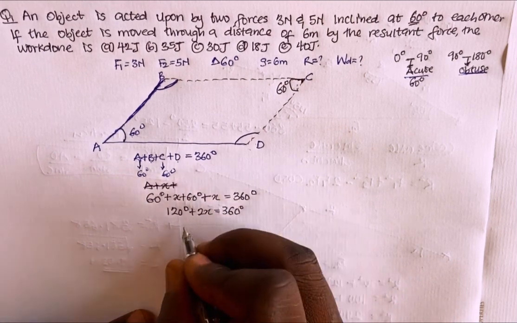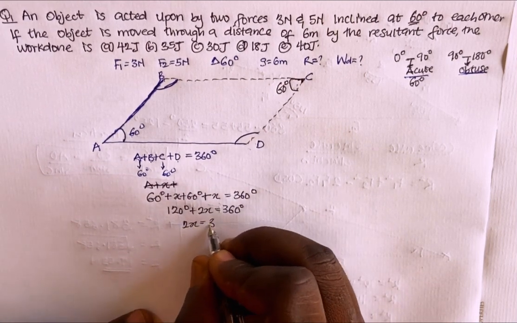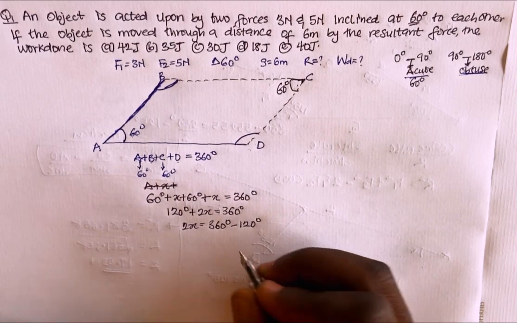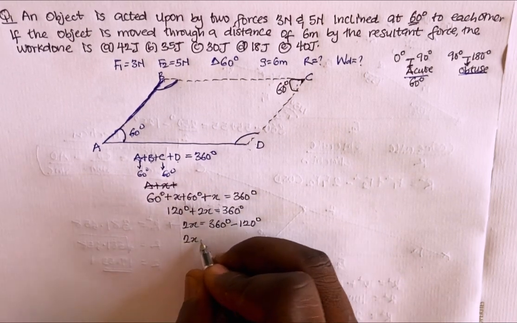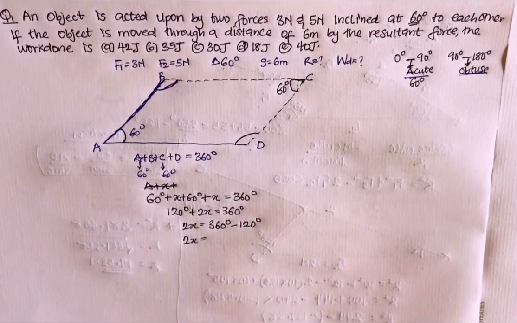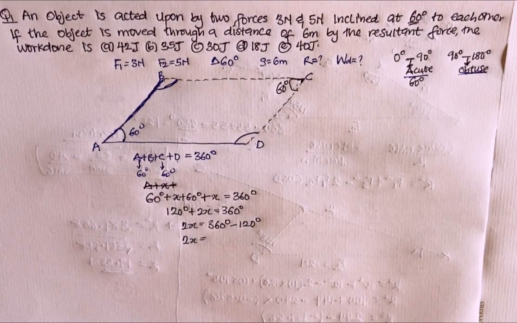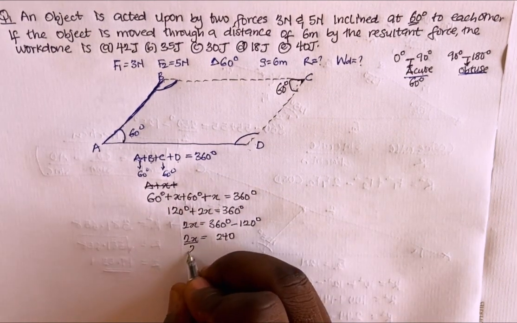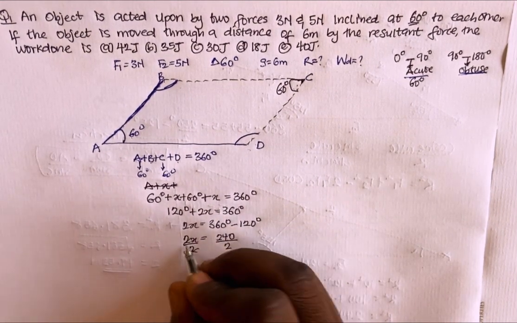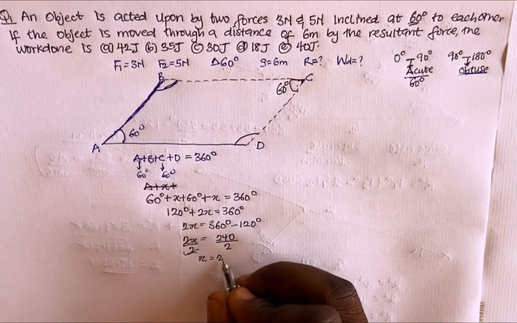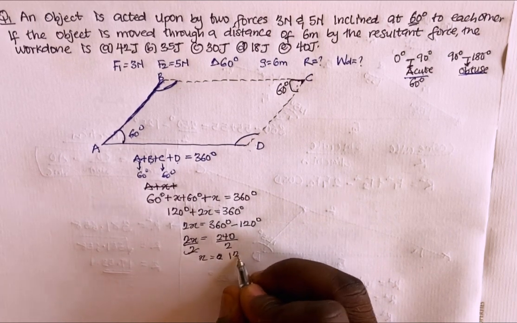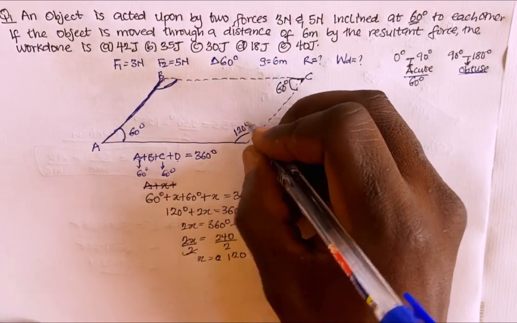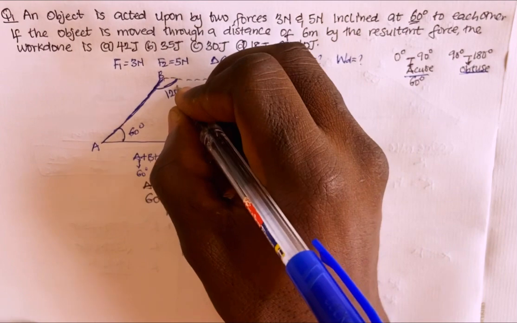So 2x equals 360 degree minus 120 degree. 360 minus 120, that's 240. Then I'm going to divide this side by 2. Then x equals 240 divided by 2, which is 120. It shows that if this side is 120 degree, then this side also will be 120 degree.